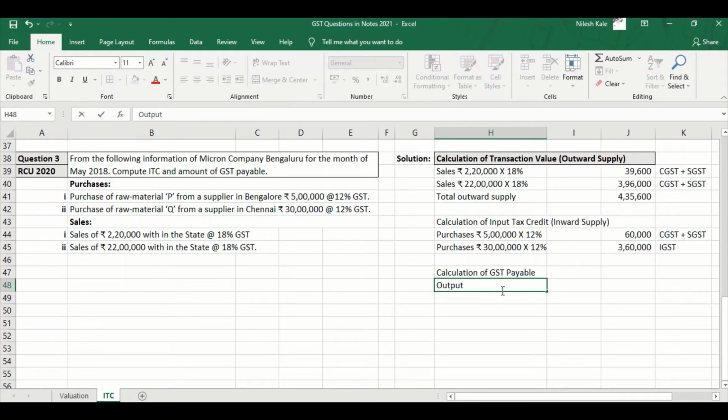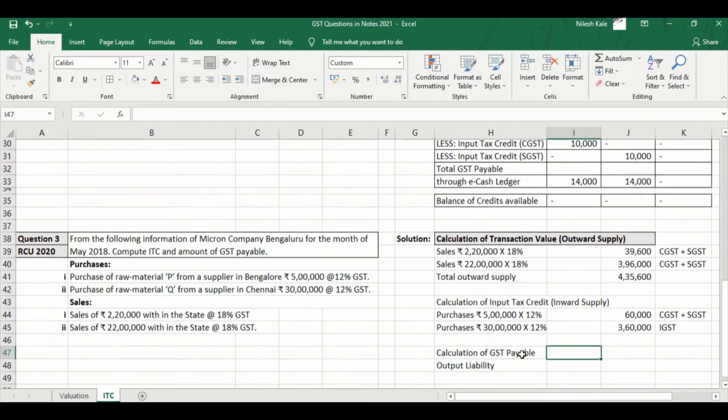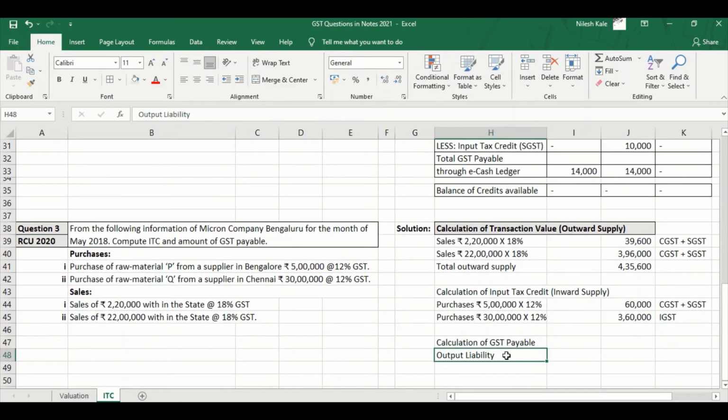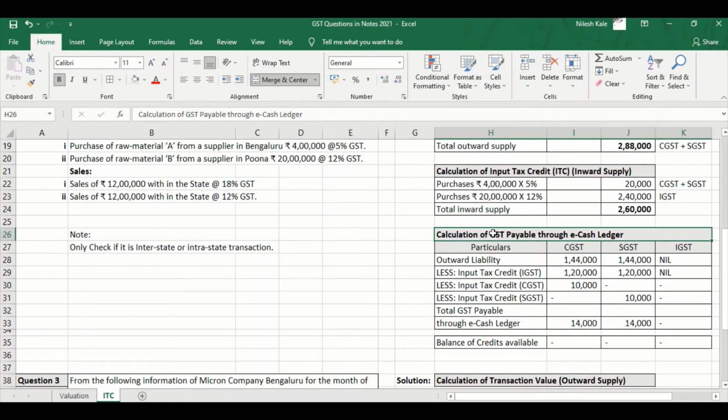First we'll have to take the output liability. Shall I write CGST and SGST over here, right? Or should I follow the same format which I had given? I will use the same format, right? This one I'll just copy all this.